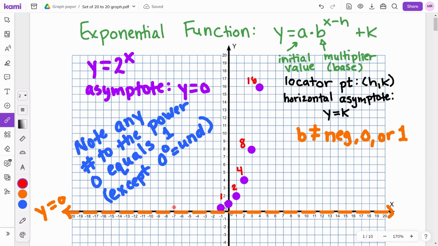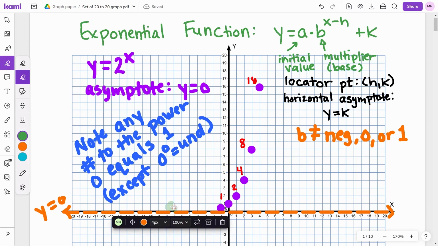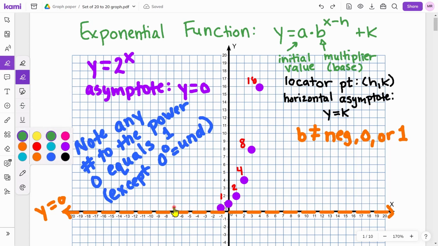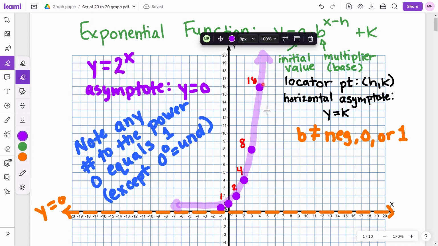Now, let me connect this and show you what our exponential curve is going to look like. So it's going to get purple here. Okay, so it's going to be getting closer and closer to that asymptote. This one is an exponential growth because it's increasing. I'm timesing by a number bigger than 1. So it is going to be making this an increasing graph.